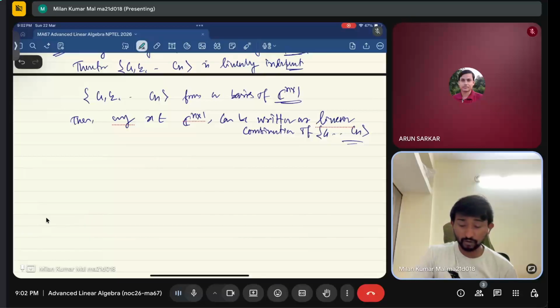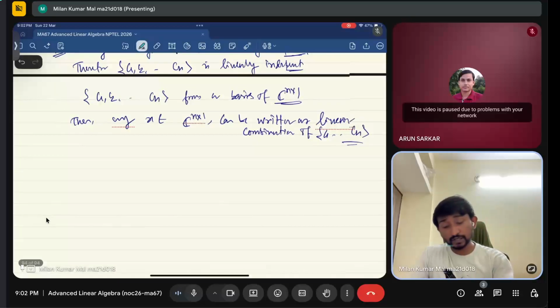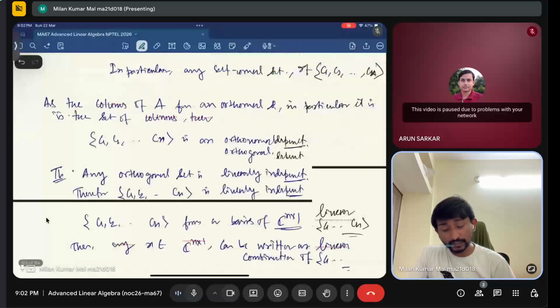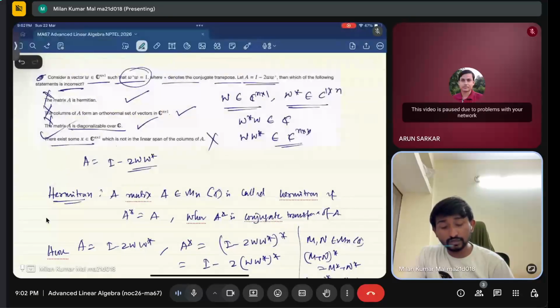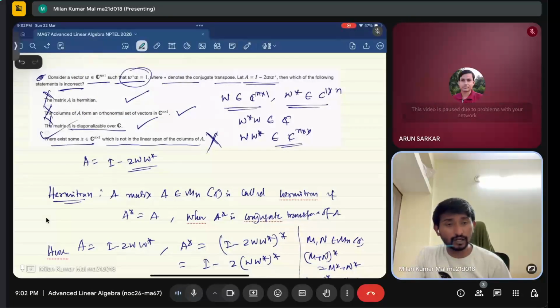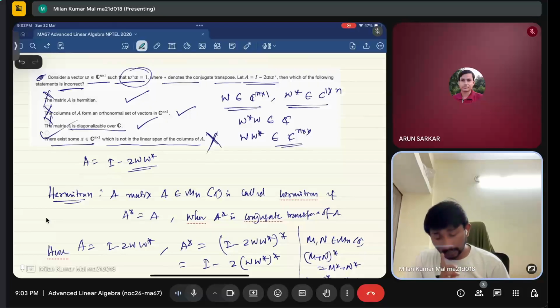So for today, this is also the last option. The last option says that there exists some vector x which is not in the linear span of the columns of A. That means that as a statement this is not correct, because the column space of A is a spanning set, a basis of C^(n×1). So any vector x has to be in it. So as a statement it is not correct, and as an option it is correct.